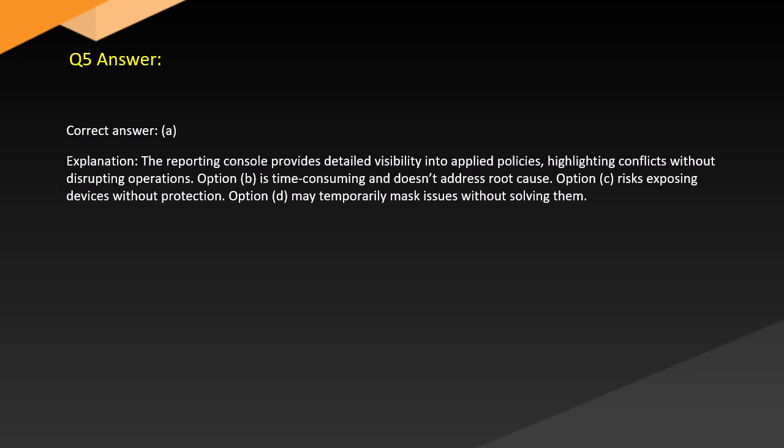Answer. Correct answer: A. Explanation. The reporting console provides detailed visibility into applied policies, highlighting conflicts without disrupting operations. Option B is time-consuming and doesn't address root cause. Option C risks exposing devices without protection. Option D may temporarily mask issues without solving them.